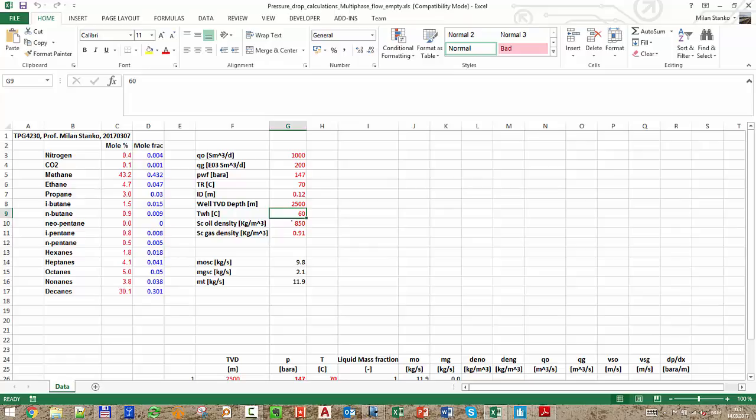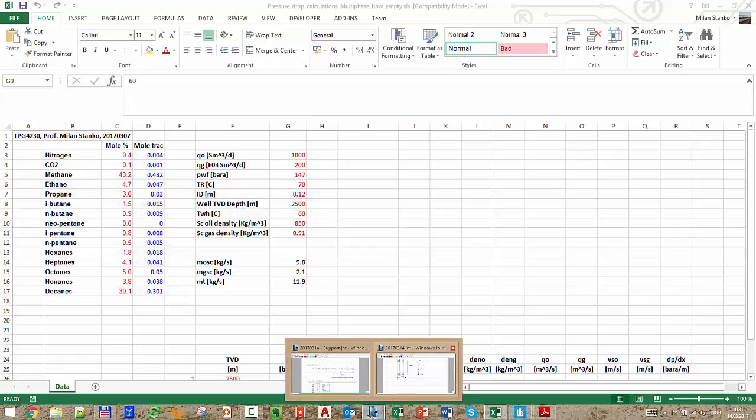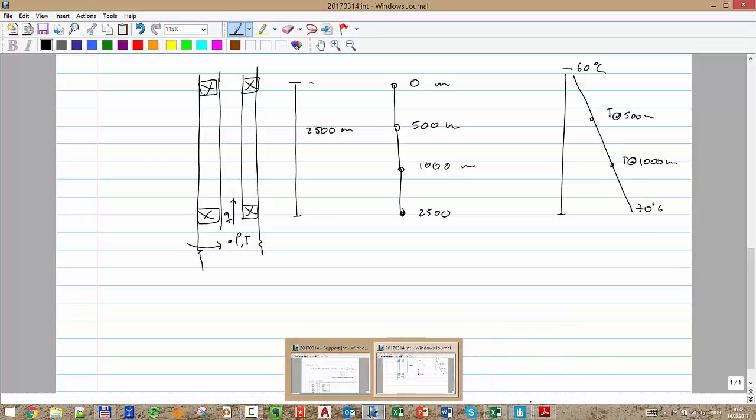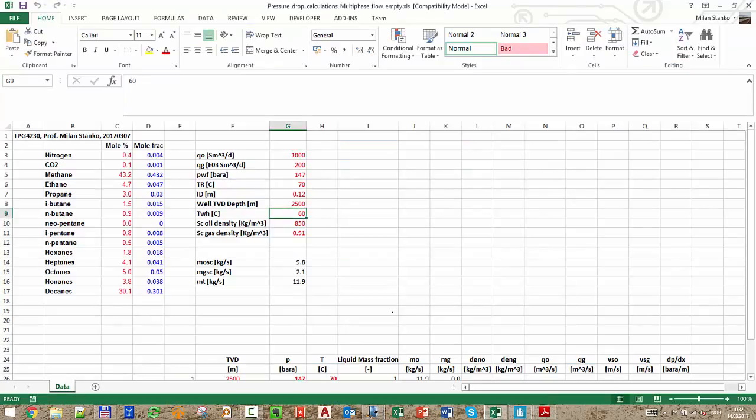If you have temperature, you have to either use another equation or you have to assume that you already have a temperature profile. So in that case, we are assuming that the temperature here will be 60 and the temperature here will be 70, and we can assume just a straight line. Any point in the middle you can interpolate and find right away what the temperature will be at 500 meters and at 1000 meters. If not, you have to use a temperature model that I hope we can do some exercise on later with HYSYS when we talk about flow assurance.